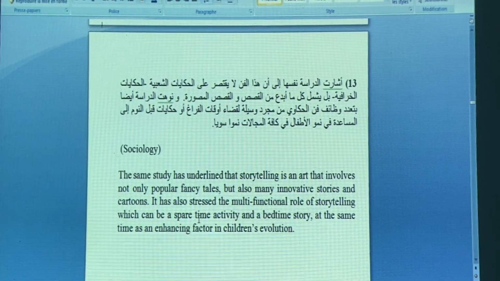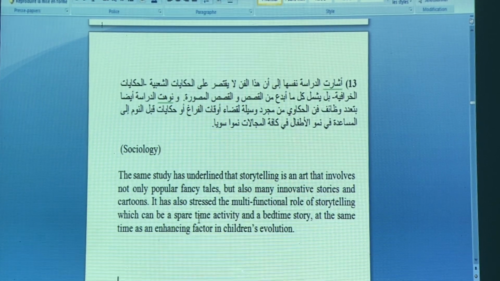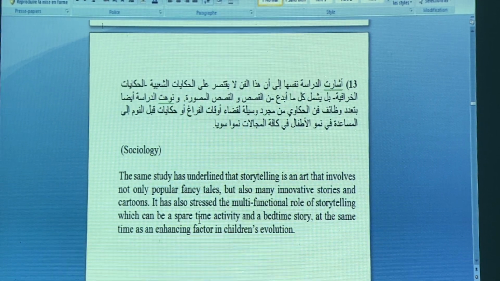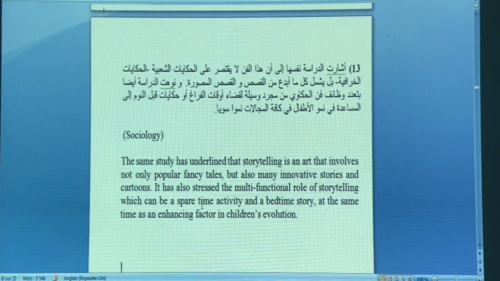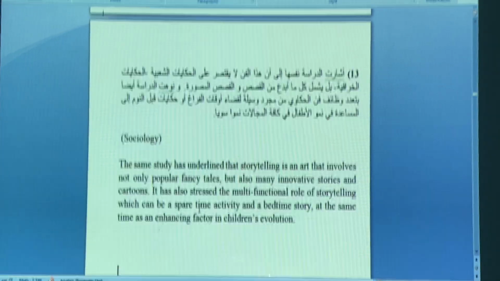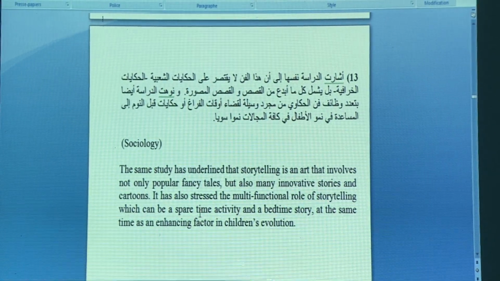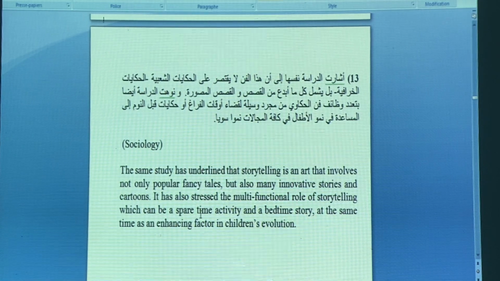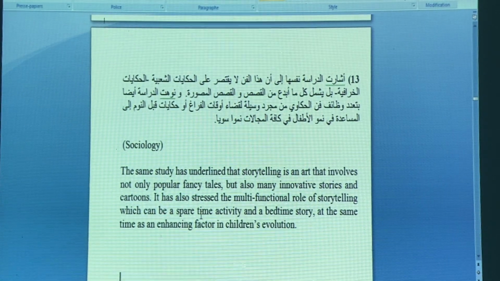Sociology. The same study has underlined that storytelling is an art that involves not only popular fancy tales, but also many innovative stories and cartoons. It has also stressed the multifunctional role of storytelling, which can be a spare time activity and a bedtime story at the same time as an enhancing factor in children's evolution.